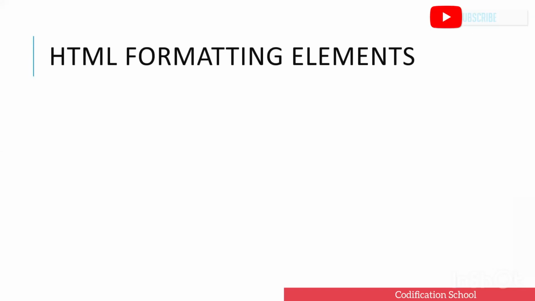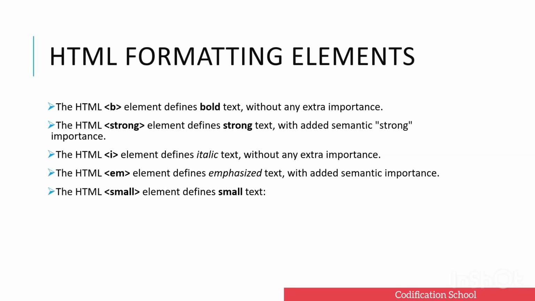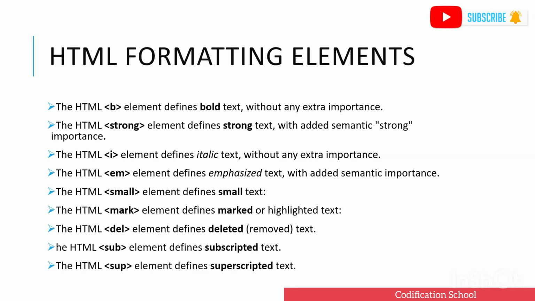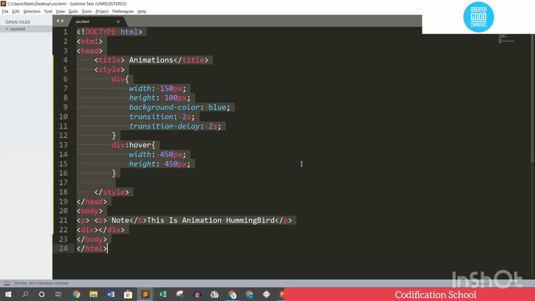HTML formatting elements, that is b, strong, i, em, small, mark, del, sub, and sup text. So let's quickly go back into the browser, that is the editor, and check out what we can do with this.